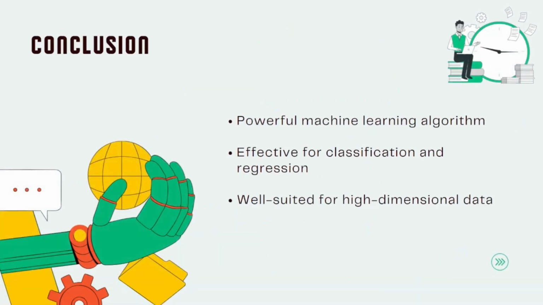So in conclusion, support vector machines are a powerful machine learning algorithm. They are effective for classification and regression tasks. SVMs are widely used across various domains due to their high accuracy and robustness. These applications are well suited for high dimensional data. The applications demonstrate the versatility and the effectiveness of SVMs.